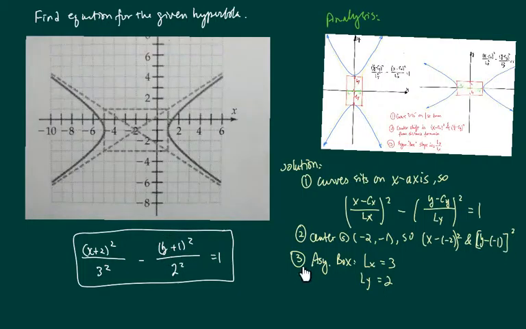The third thing we're going to do is read the asymptote box, the size of this. Going from minus 2 all the way to positive 1, we see the length along the x direction is 3. Going from minus 1 to positive 1, we see the length along the y direction is 2. Putting it back together, that's our final answer.